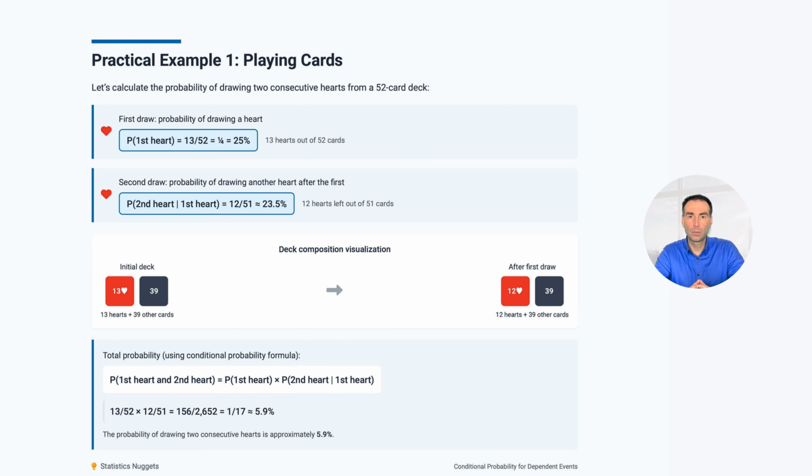Let's apply this formula with a simple card example. What's the probability of drawing two hearts in a row from a deck? For the first card, we have 13 hearts out of 52 cards. That's 25%. After drawing one heart, there are 12 hearts left out of 51 cards, around 23.5%. Now we multiply. 25% times 23.5%. That gives us about 5.9%. So, the probability of drawing two hearts in a row is much lower than it may seem.